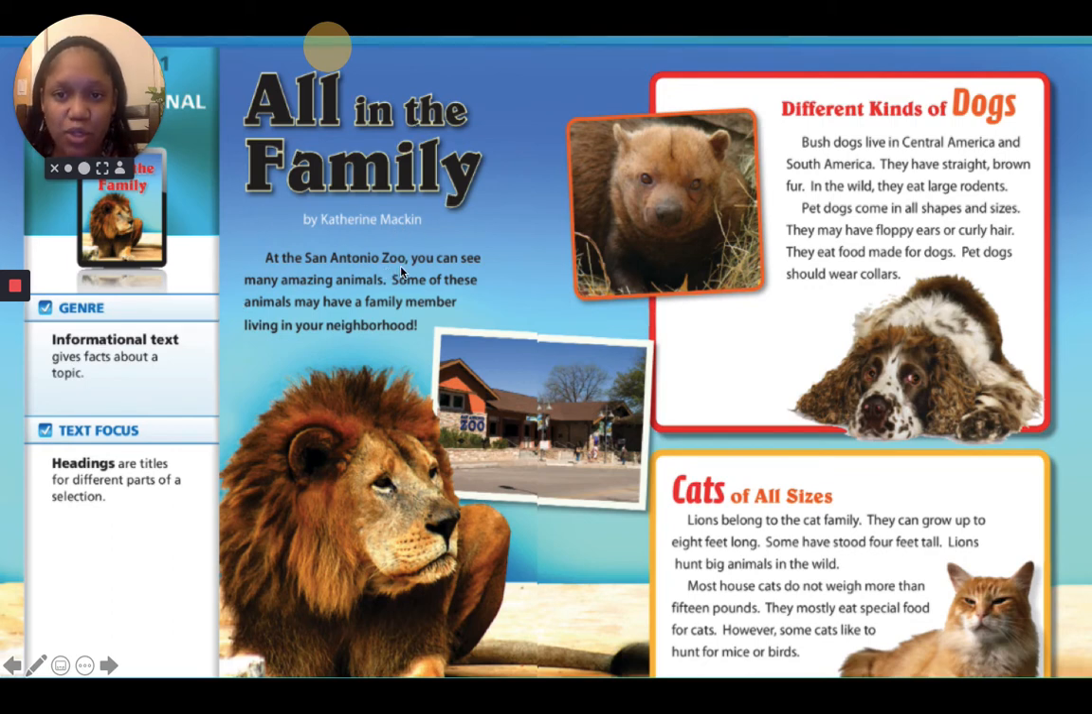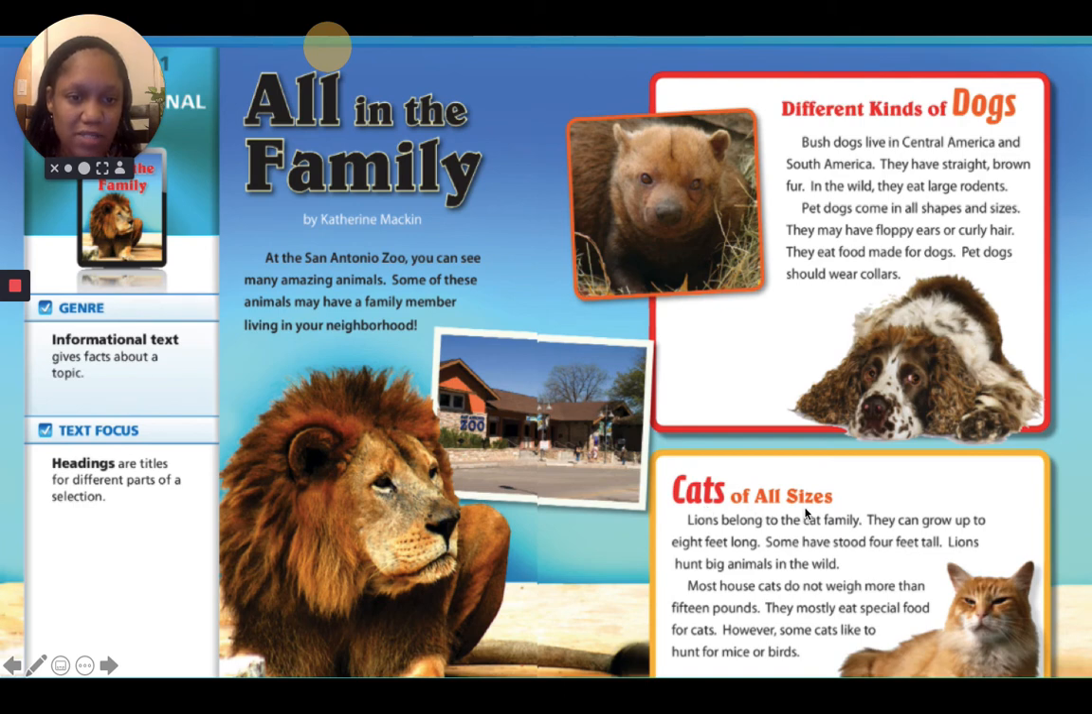At the San Antonio Zoo, you can see many amazing animals. Some of these animals may have a family member living in your neighborhood. Different kinds of dogs. Bush dogs live in Central America and South America. They have straight brown fur. In the wild, they eat large rodents. Pet dogs come in all shapes and sizes. They may have floppy ears or curly hair. They eat food made for dogs. Pet dogs should wear collars.